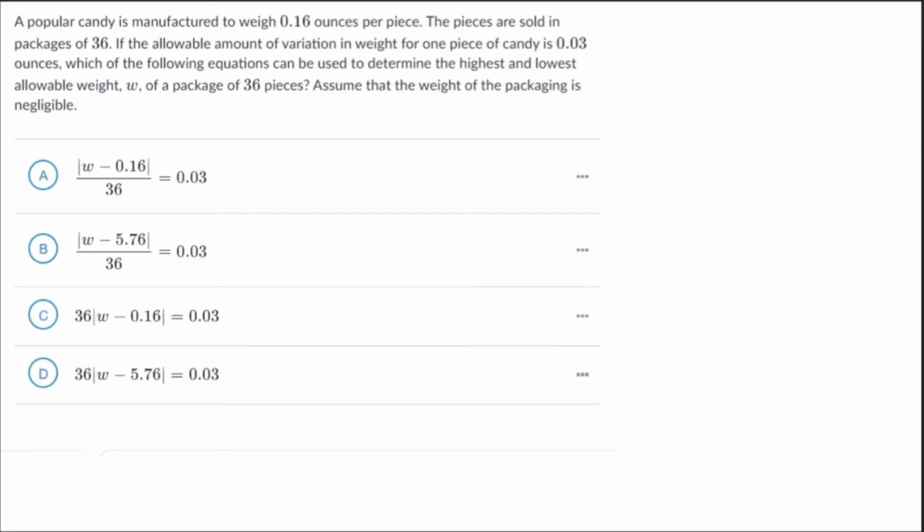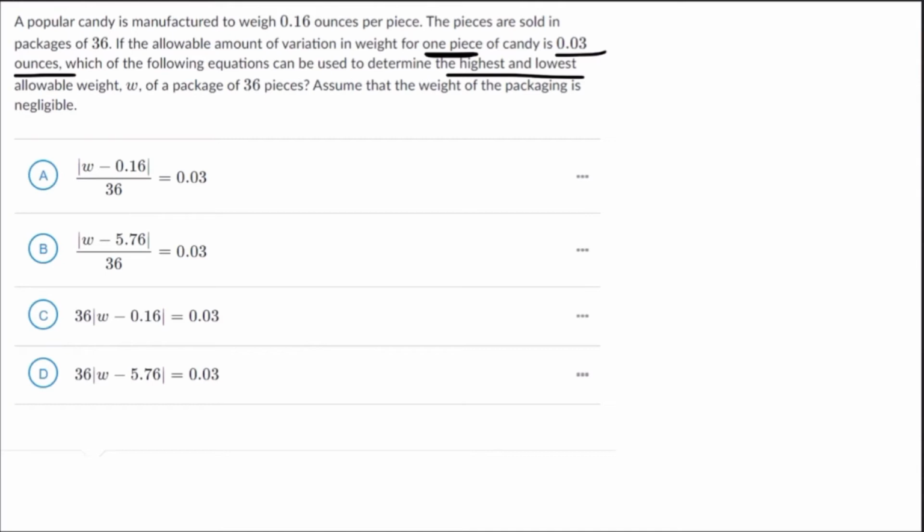Now on to the third question. They said a popular candy is manufactured to weigh 0.16 ounces per piece. The pieces are sold in packages of 36. If the allowable amount of variation in weight for one piece of candy is 0.03 ounces, which of the following equations can be used to determine the highest and lowest allowable weight W for a package of 36 pieces? Assume that the weight of the package is negligible.